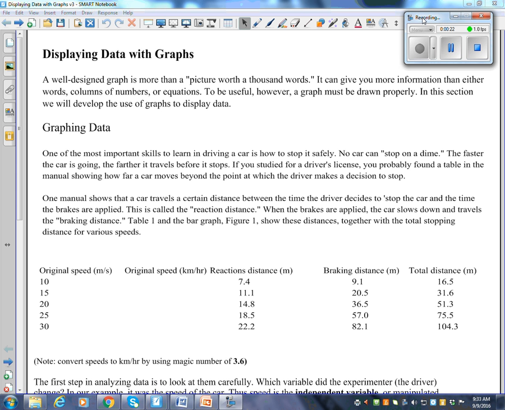A well-designed graph is more than a picture with 1,000 words. It can give you more information than either words, columns of numbers, or equations. To be useful, however, a graph must be drawn properly, and in this section we'll develop the use of graphs to display data. So again, it's a graphing review.